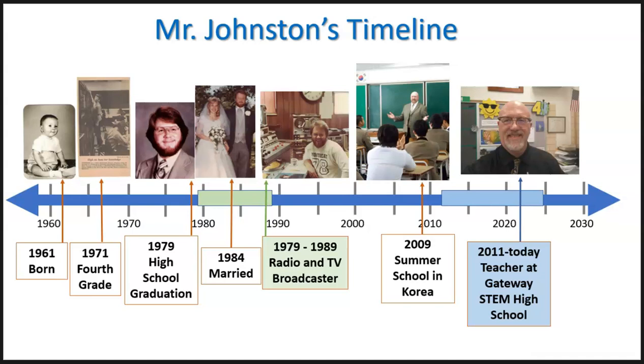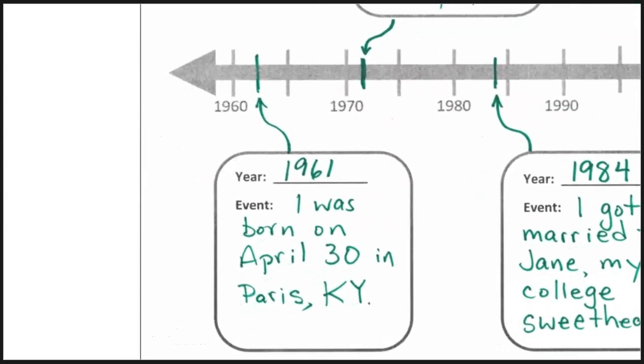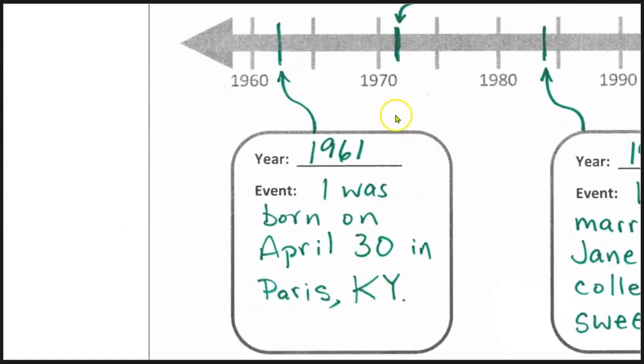All right, so I've got my events. I got too many, though. I only need 5. And so I've selected 5 to put on my worksheet. So here's what my worksheet would look like. All right, so first I've got 1961. Notice I've got the date, a brief description. I was born on April 30 in Paris, Kentucky, and I've put an arrow to the timeline.